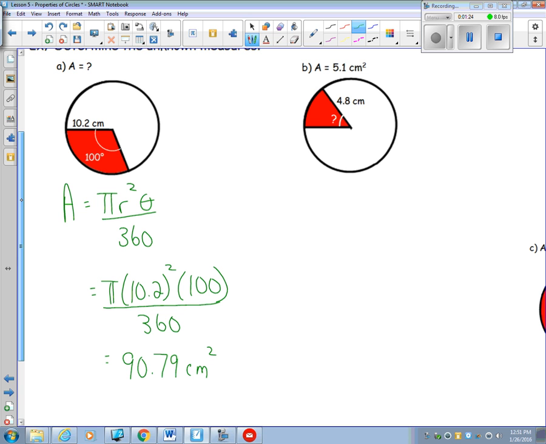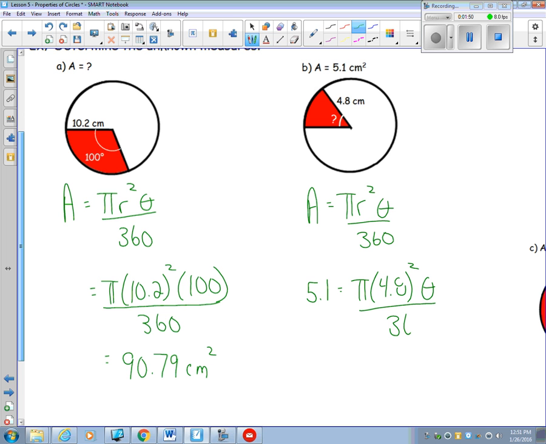If you want to try the second one, give it a try. Okay, we're looking for something a little different that time, but see if you can figure it out. Okay, same equation, just a different way of approaching it. In B, A equals pi r squared theta out of 360. Here we're told the area 5.1. Pi is pi. The radius we were told is 4.8 squared. We don't know the angle this time, but we still know it's out of 360.